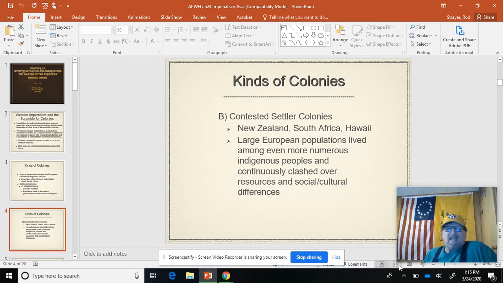And then there's the contested colonies, and these could be found in places like New Zealand and South Africa and Hawaii, where you had a large European population that lived among an even greater number of indigenous people, and these people were reluctant to assimilate to Western cultures. And oftentimes these led to huge clashes.